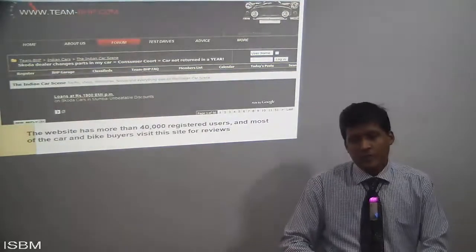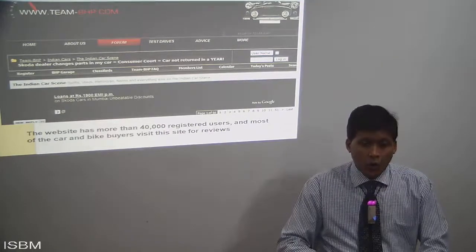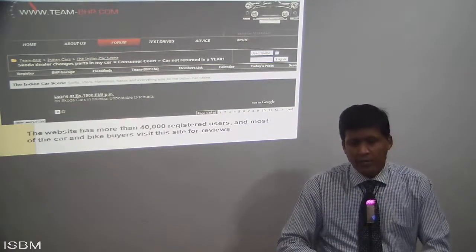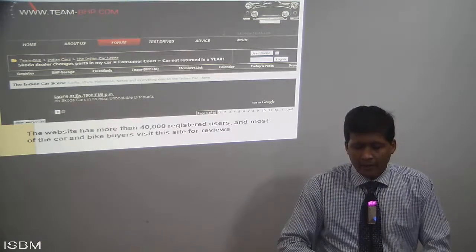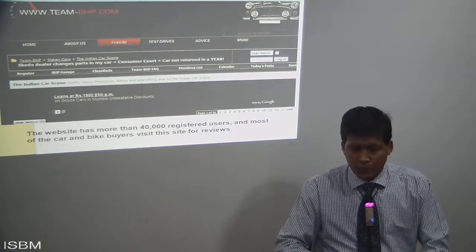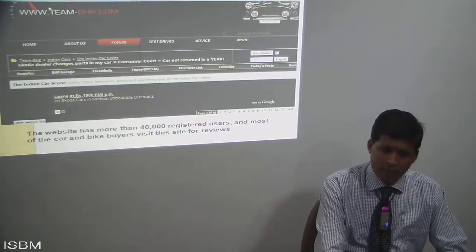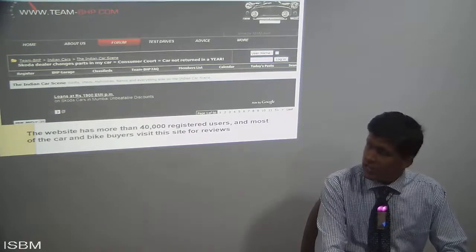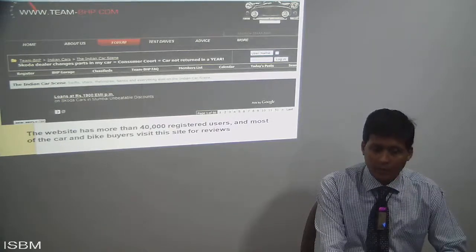I would like to put up a few conversations that Team BHP's online portal has. The website has close to 40,000 users and most of the car and bike users use this. If you see on this chart, the left side pop-up, it's mentioned here correctly that I will never buy a Skoda. This is what the people mailed across.